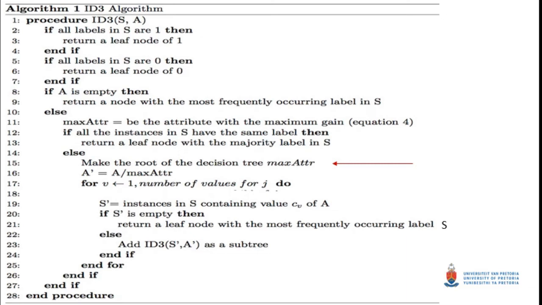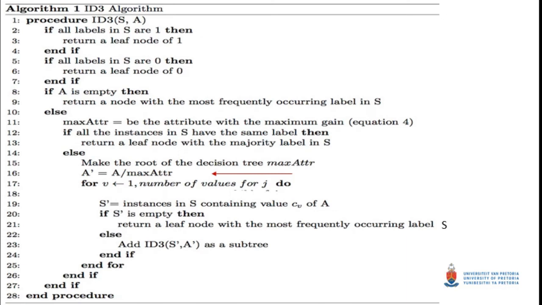However, if it does occur, then you've got to create a new subtree, and the subtree is created by calling ID3 again, but this time ID3 is called with the instances that specifically have that value in them. That's S dashed. So you can see S dashed is the instances in S containing the value v of A, along with the updated attribute set, which is the attribute set without the attribute that you've just rooted.